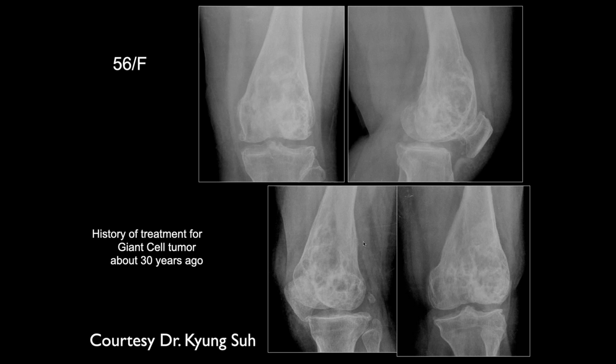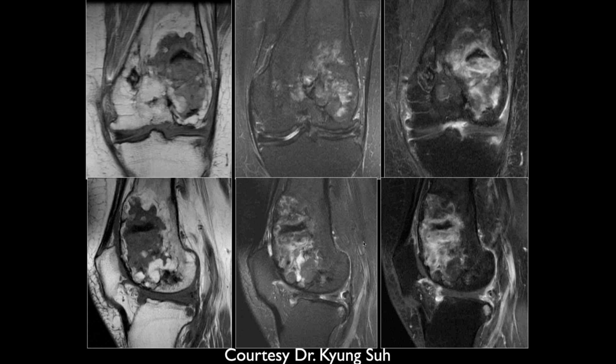Okay, Ashley, what do you think of this one? A 56-year-old female with history of treatment for giant cell tumor 30 years ago. We see a mixed lytic sclerotic lesion in the distal femur, mostly lytic. Here on the MRI, we see that it's a pretty heterogeneous lesion. It is bounded well by the cortex. I don't see a soft tissue component. There might be some central necrosis.